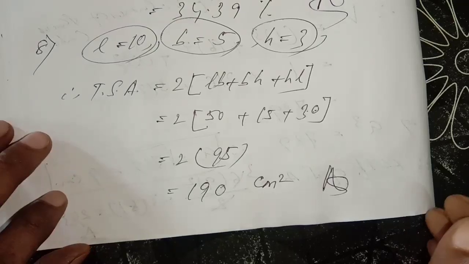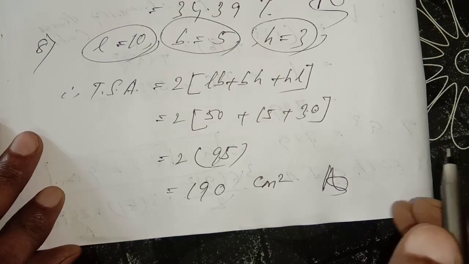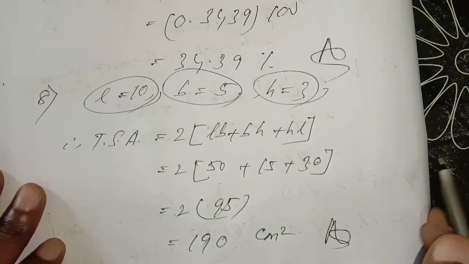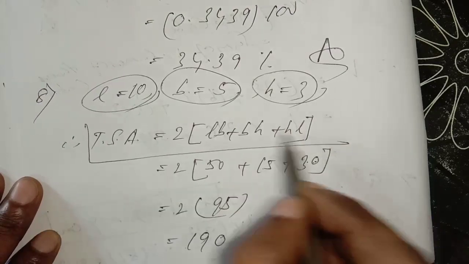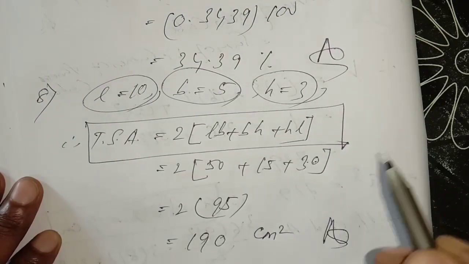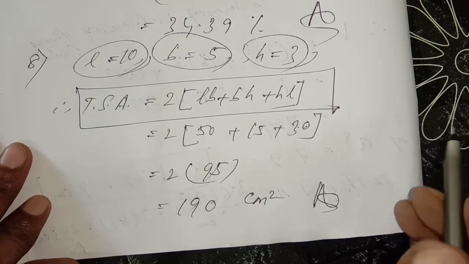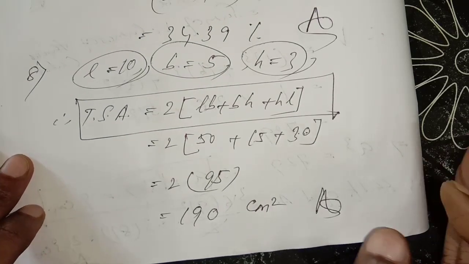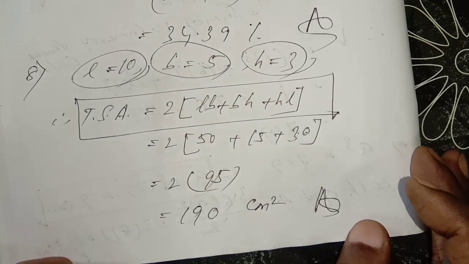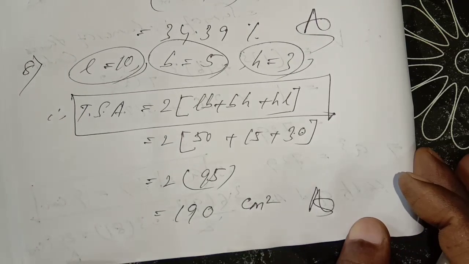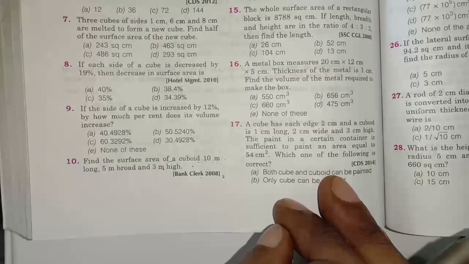Total surface area of a cuboid, applying the formula here: 2 whole into (LB plus BH plus HL). Okay, let us go. Last 2 sums I will do. Today I already completed 8 sums, last 2 sums I will do. Just see the next question.